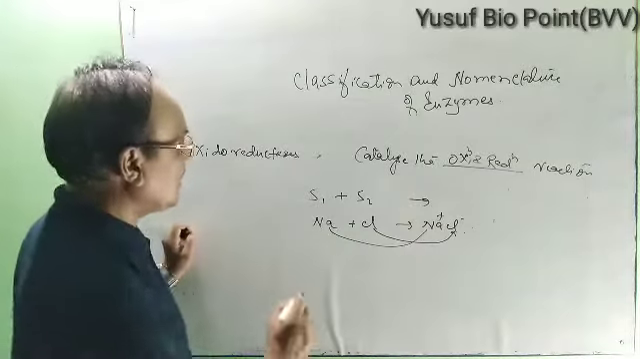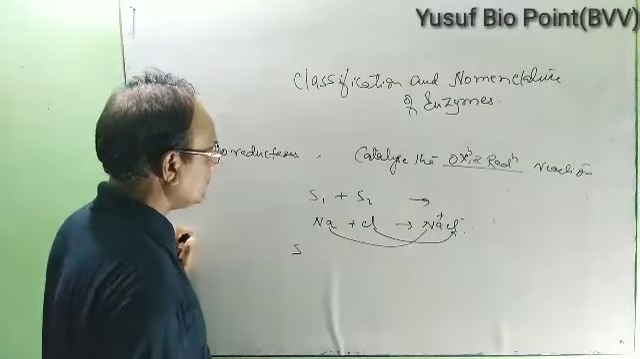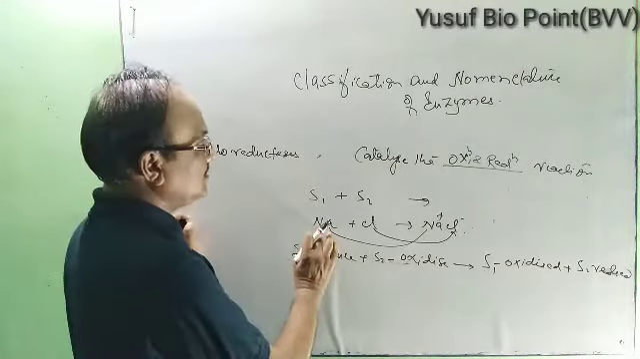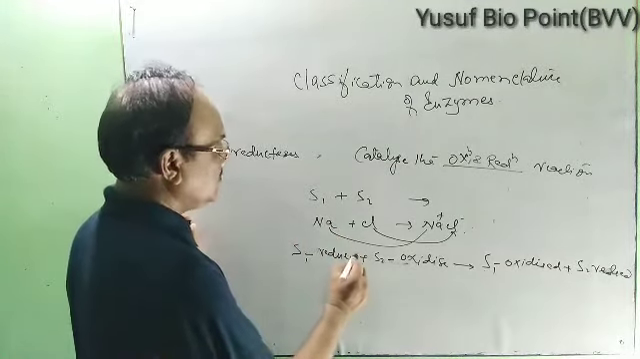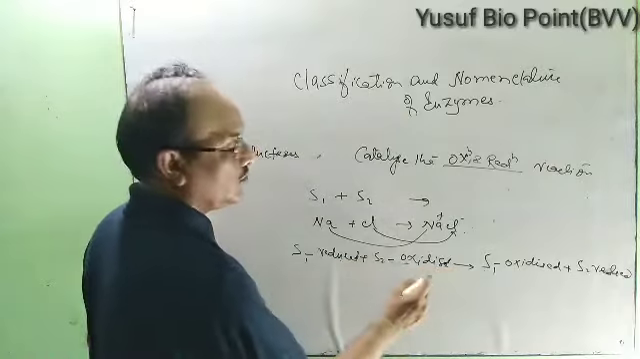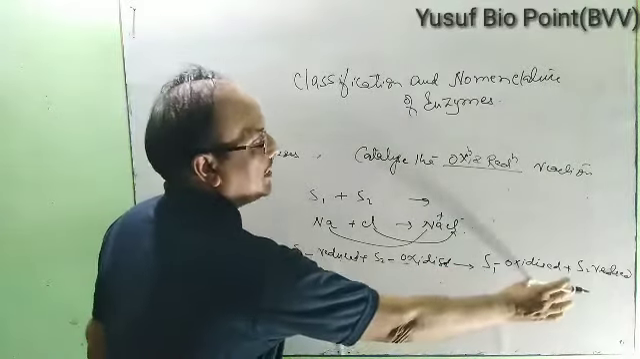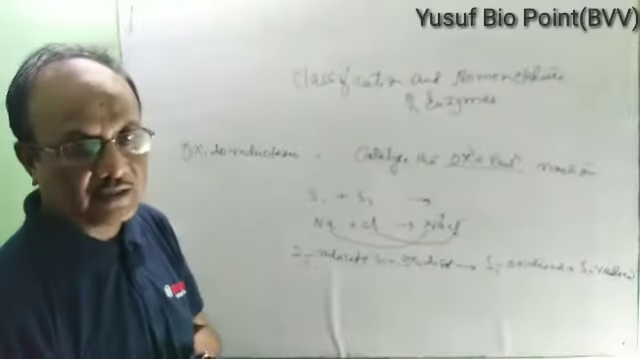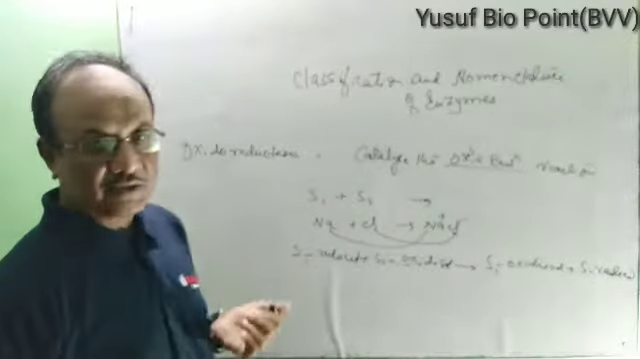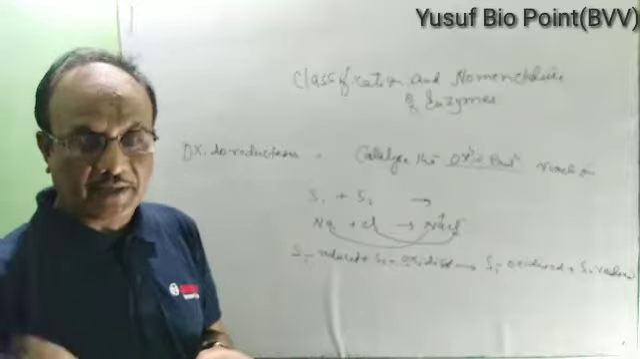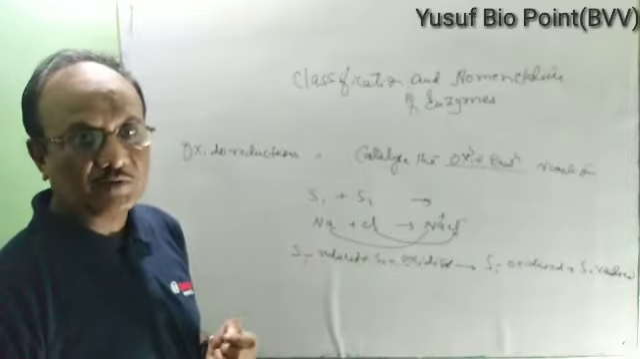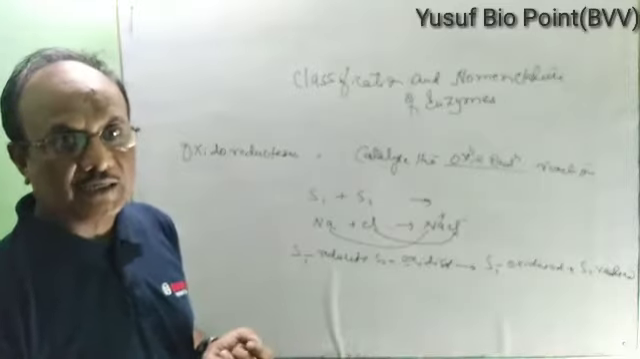So we can say that S1 reduced and S2 oxidized, and the opposite, S1 oxidized and S2 reduced. Just the reverse case, understand? One that goes to oxidation, in the next it will be reduced, and one which goes in the reduced form will go in the oxidized form in the next one.